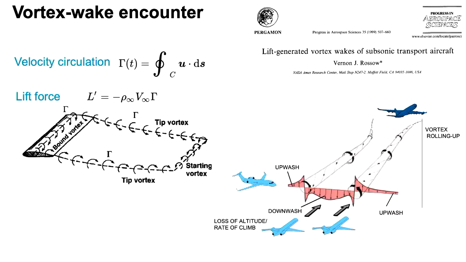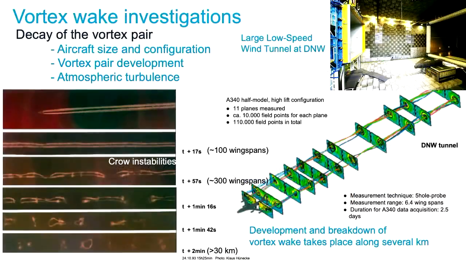And the larger the aircraft, the longer this wake is supposed to persist until some vortex instabilities kick in, like the Crow instability, and then destroy the coherence of this vortex pair. And we have also seen yesterday the split and reconnect mechanism of these vortices.